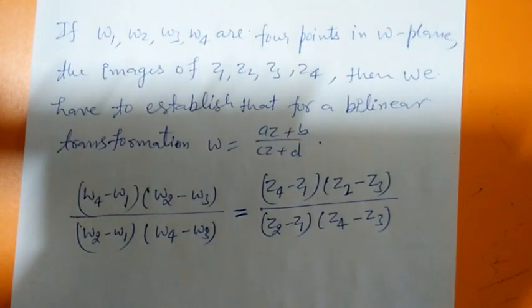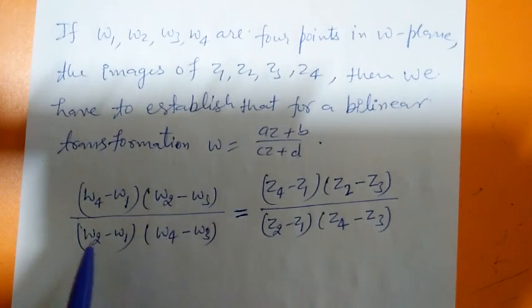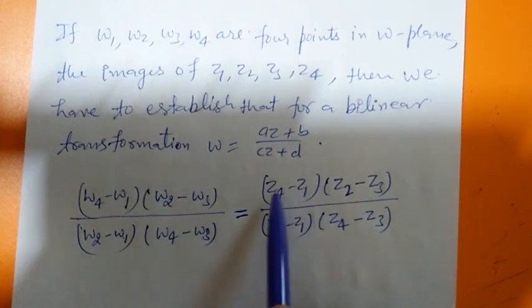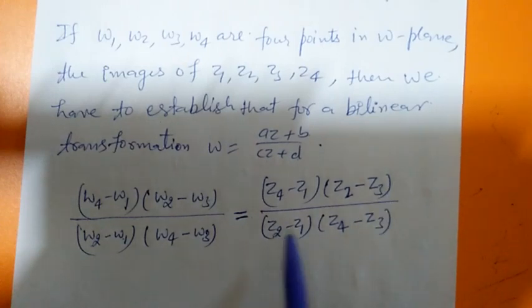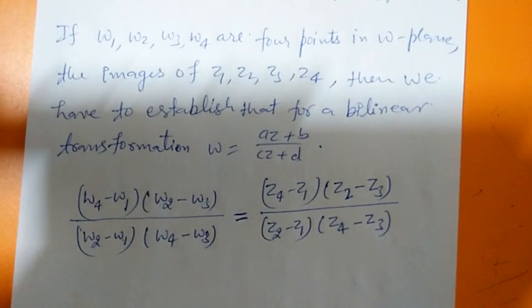So using this concept, (w4 - w1)(w2 - w3)/((w2 - w1)(w4 - w3)) is equal to (z4 - z1)(z2 - z3)/((z2 - z1)(z4 - z3)). Here I will explain the detailed procedure with the help of a numerical problem.